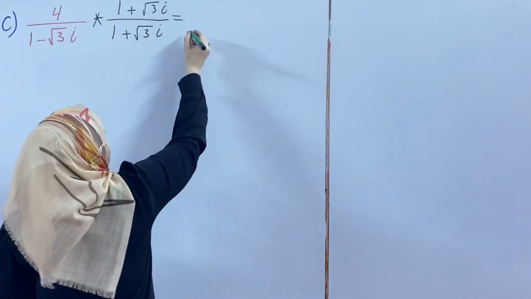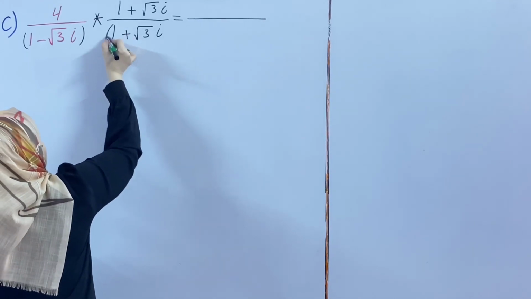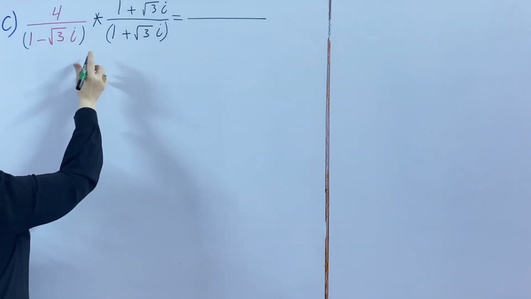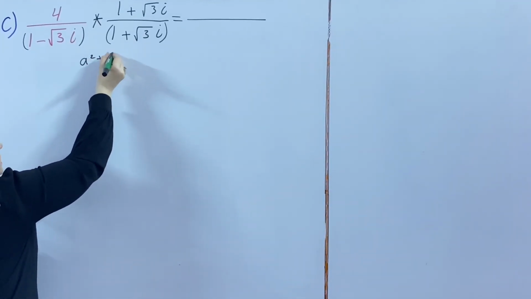So here in the denominator we have a complex number multiplied by its conjugate. So the product of these two expressions equals a squared plus b squared.